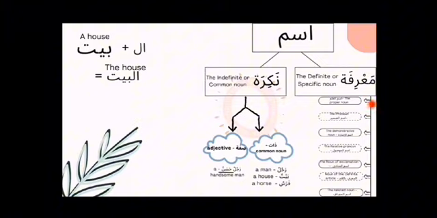Ma'rifa, the definite or specific noun, is divided into 7, as you can see here. First is Ismul Alam, the proper noun, that which is naming a person, place, or a thing. The second is the pronoun, Ismul Dhamir. Third is Ismul Ishara, the demonstrative noun. Fourth is Ismul Mawsul, the relative pronoun. The fifth is Ismul Munada, the noun of exclamation.